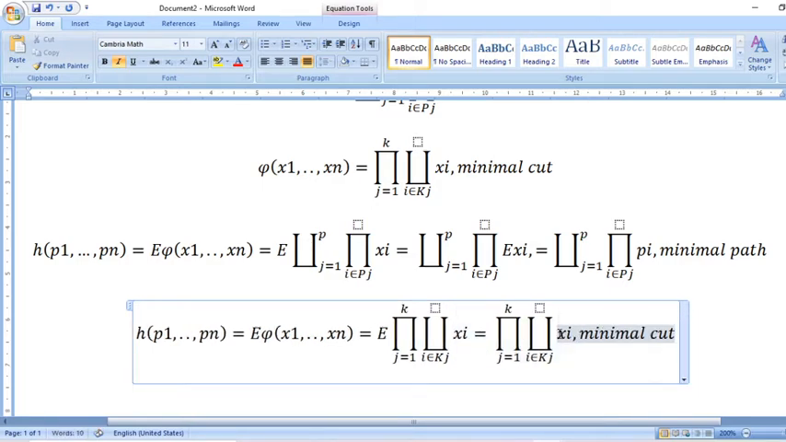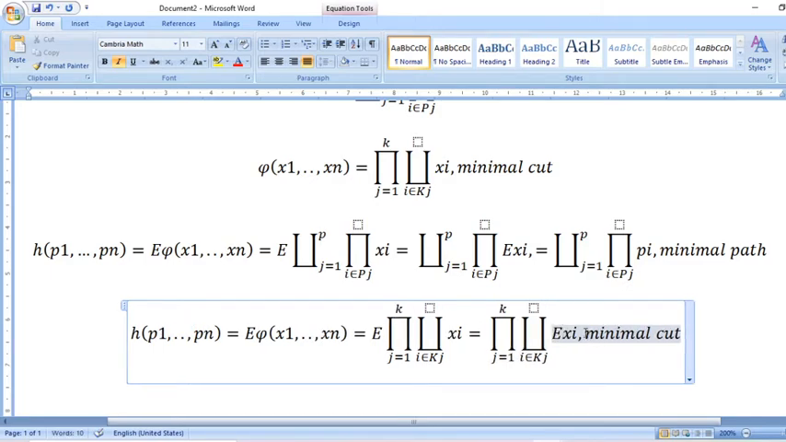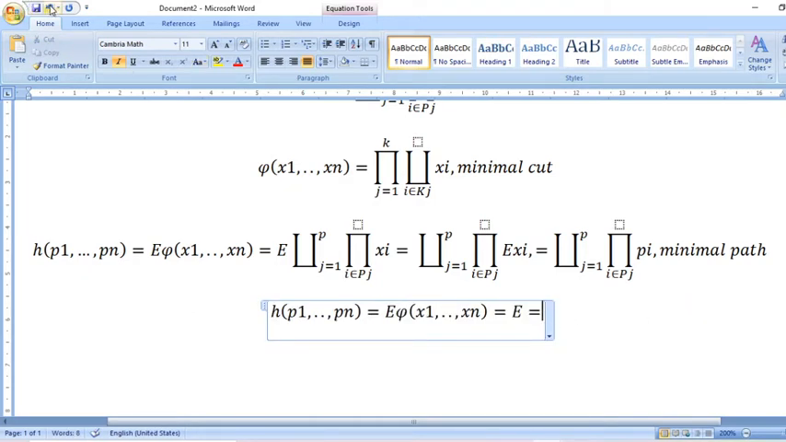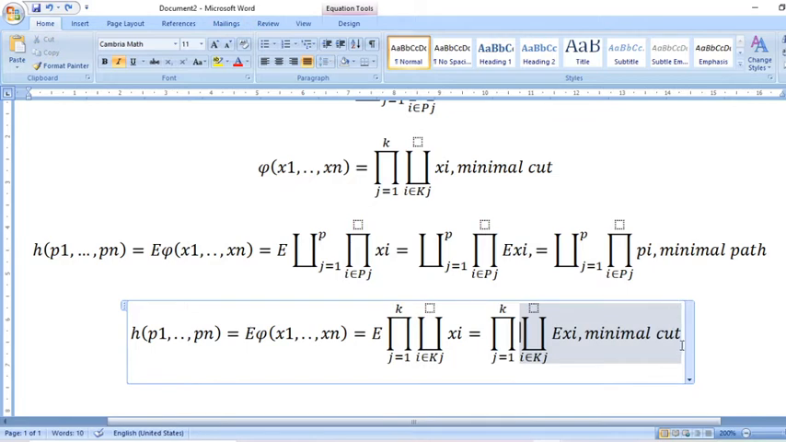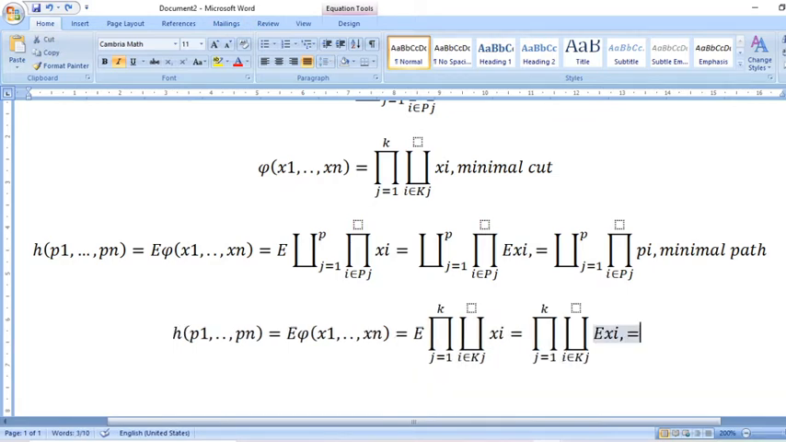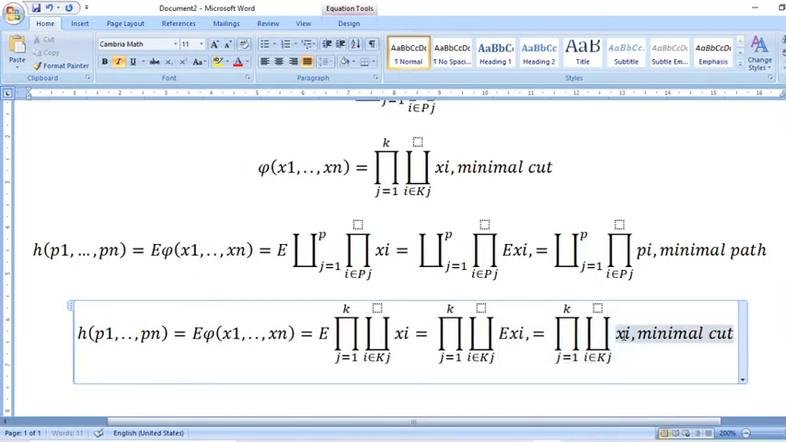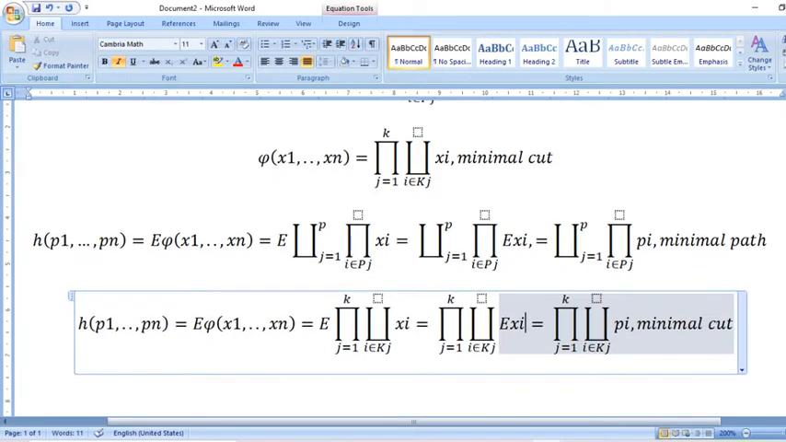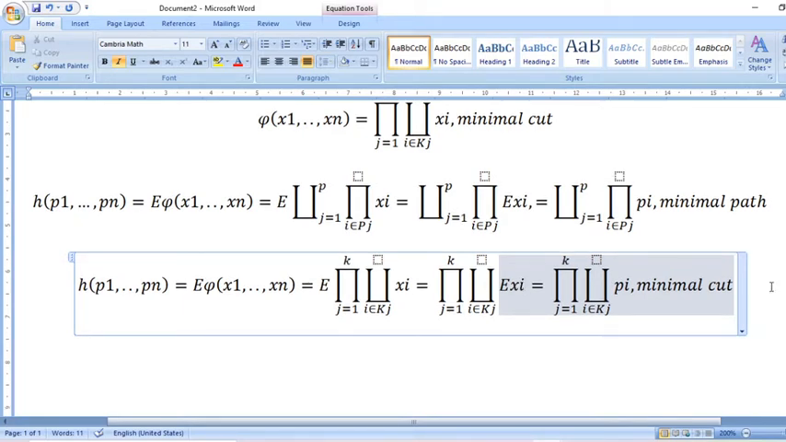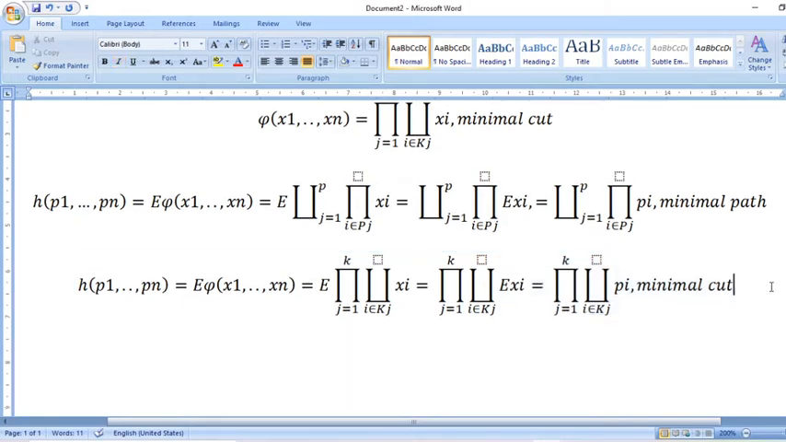So this will be this expectation, and again we can substitute the expectation of x_i here. What will that be? This will be p_i. So this is the representation for the reliability of the coherent system when we consider the entire system in terms of minimal cuts. One example is given here in the textbook.